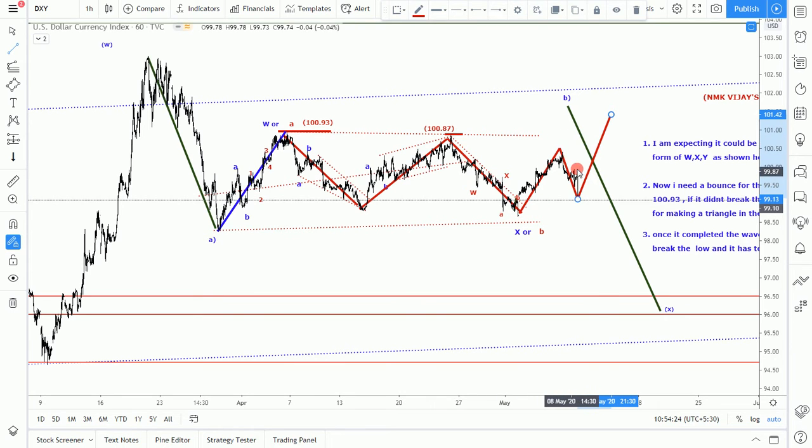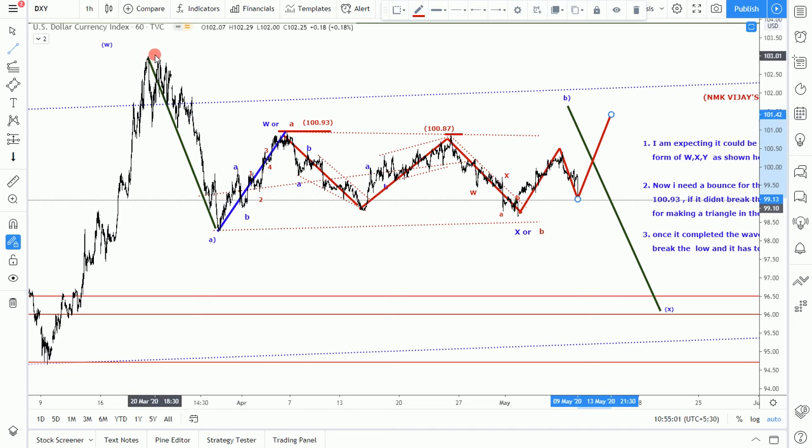So we are in the X wave of intermediate wave Y. After the completion of the X, again A, B, C, a three-wave structure, to complete above this 100.93. So that whole thing becomes A or W here, B or X. Once that bigger three-wave structure is completed, again I am expecting that C wave or Y wave for the completion of this X wave. The whole thing is also a three-wave structure.